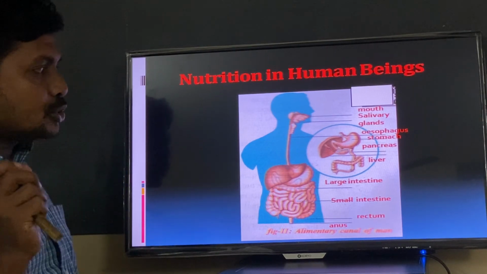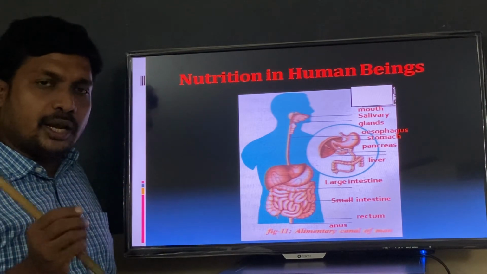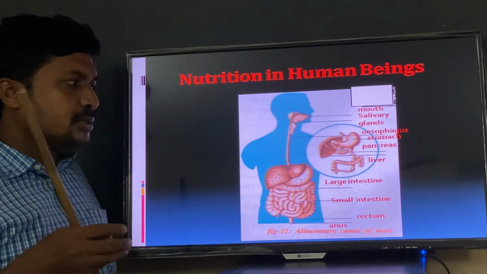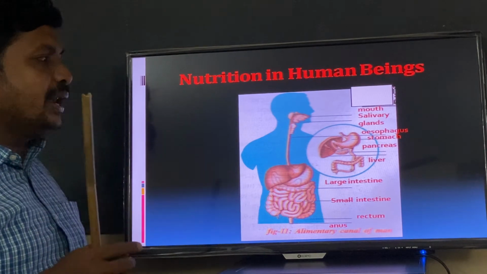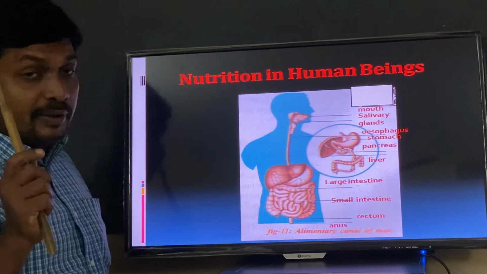Liver releases a juice called bile. What is the color of bile? Yellow color, that is due to pigment known as bilirubin, biliverdin. Keep it in mind, very important.